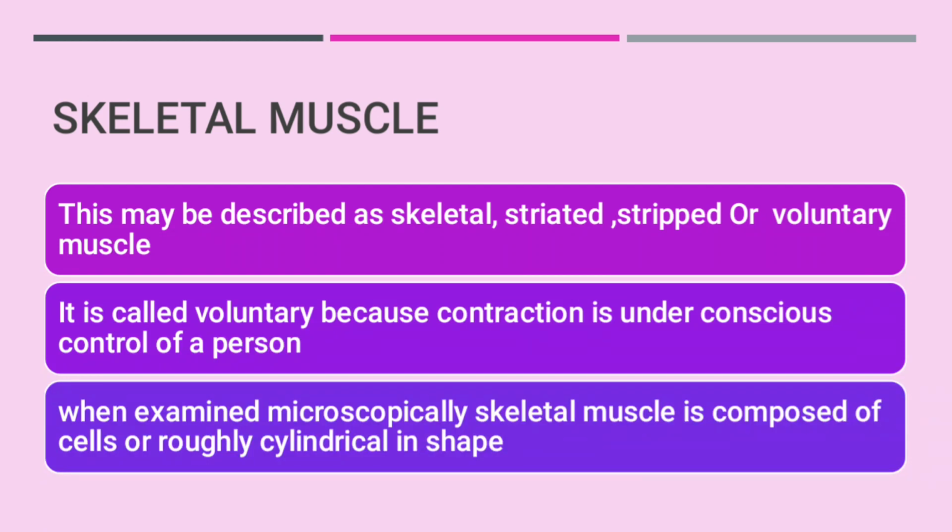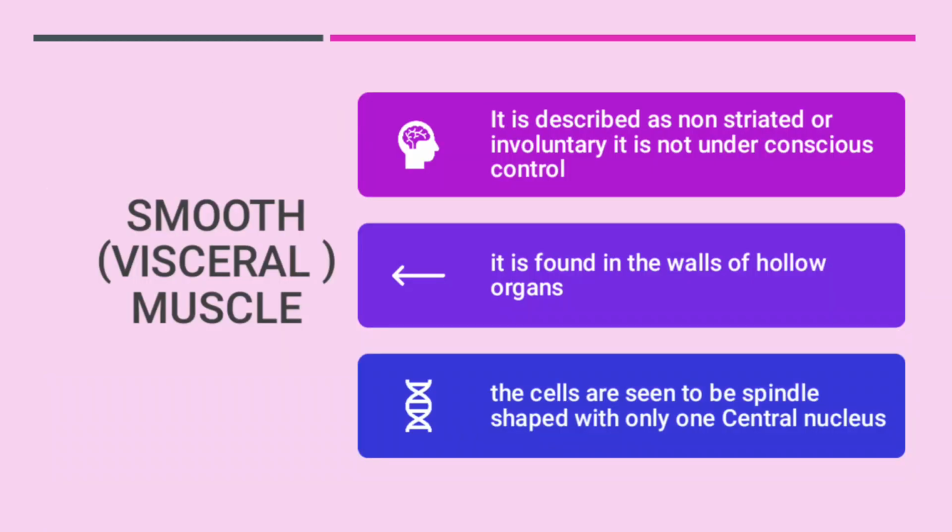When examined microscopically, skeletal muscle is composed of cells roughly cylindrical in shape. Smooth muscle, we can also call it the visceral muscle. It is described as non-striated or involuntary. It is not under conscious control. It is found in the walls of the hollow organs. The cells are seen to be spindle shaped with only one central nucleus.